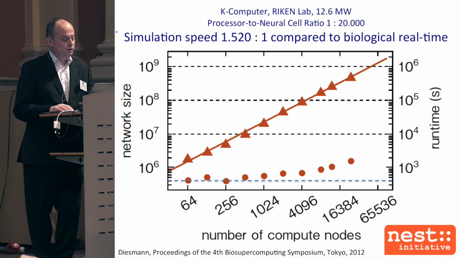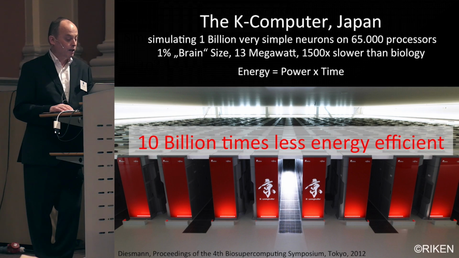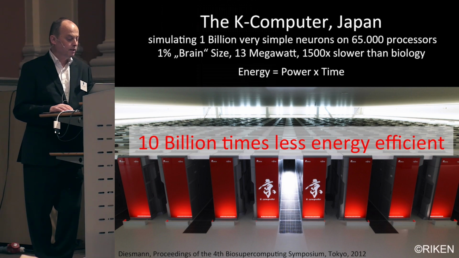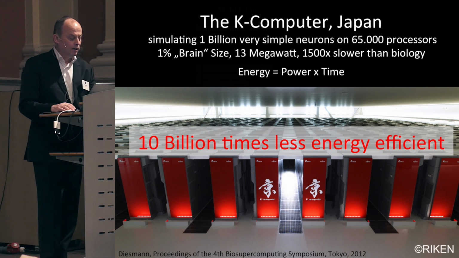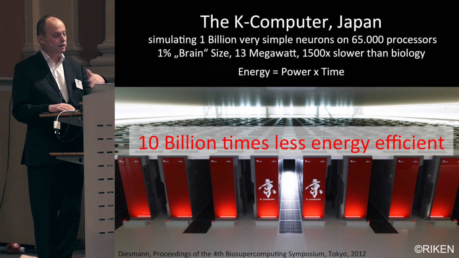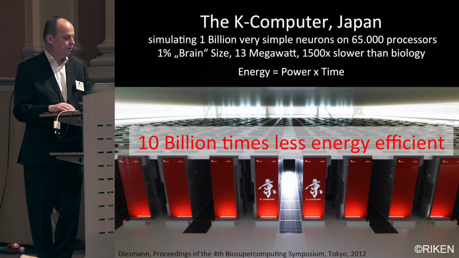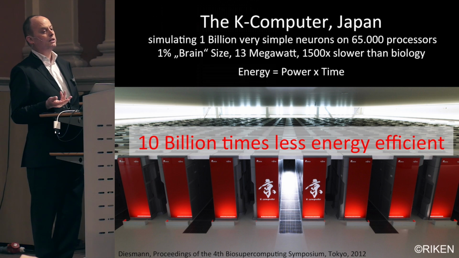The K computer uses about 10 or 12 megawatts, and so if you do the calculation, it's very simple. You have 1 billion very simple neurons, 60,000 processors, that's 1% of the brain in quotation marks, because it's not really the brain. It's 13 megawatts. Our brain is 20 watts. There's a slowdown factor of 1,500. So you can calculate what you pay for the simulation.